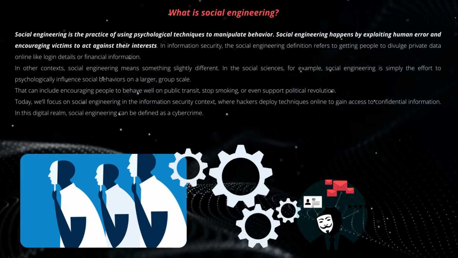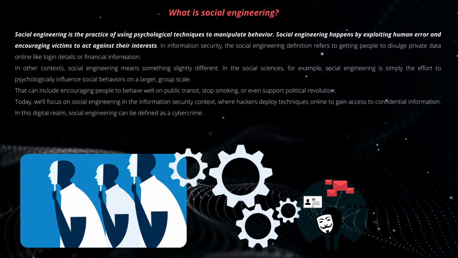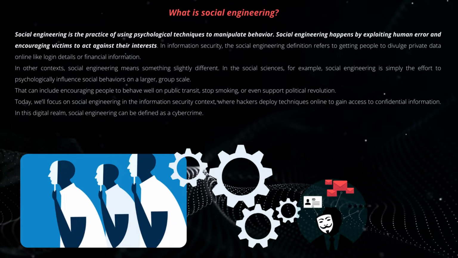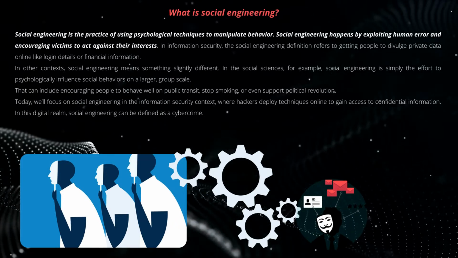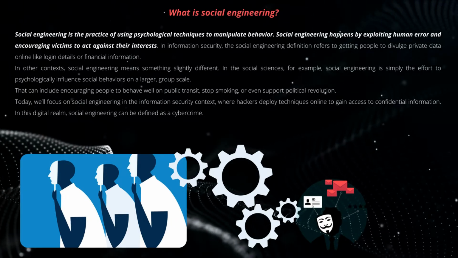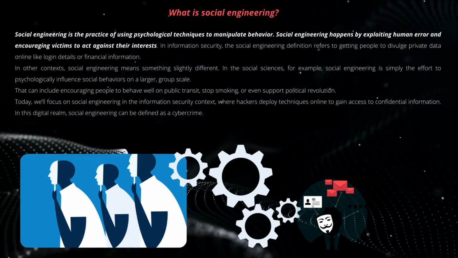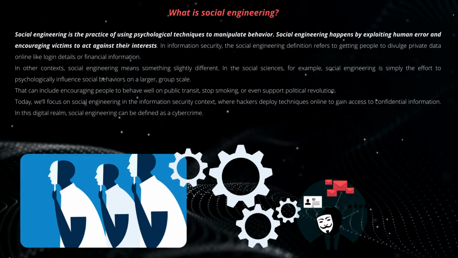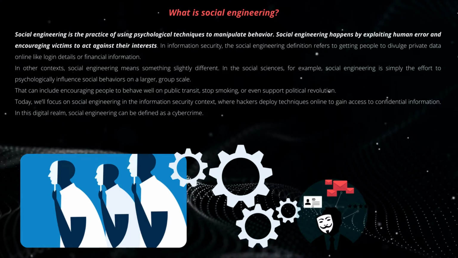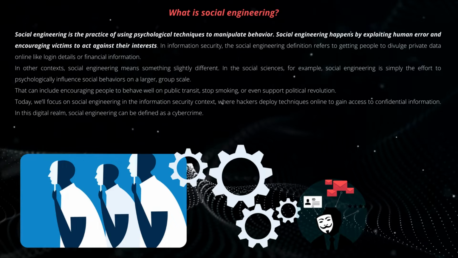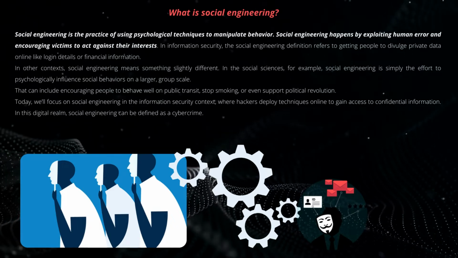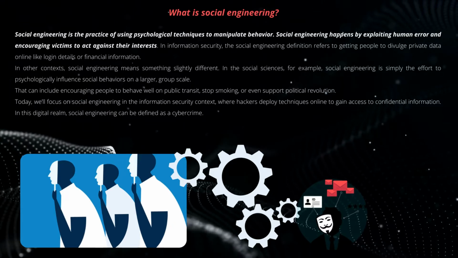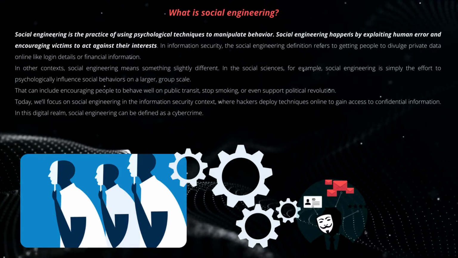In the social sciences, for example, social engineering is simply the effort to psychologically influence social behaviors on a larger group scale. That can include encouraging people to behave well on public transit, stop smoking, or even support political revolution. Today, we'll focus on social engineering in the information security context, where hackers deploy techniques online to gain access to confidential information. In this digital realm, social engineering can be identified as cybercrime.